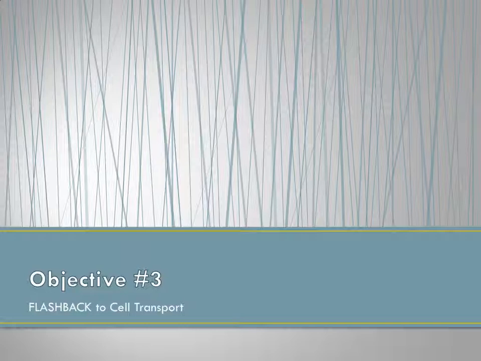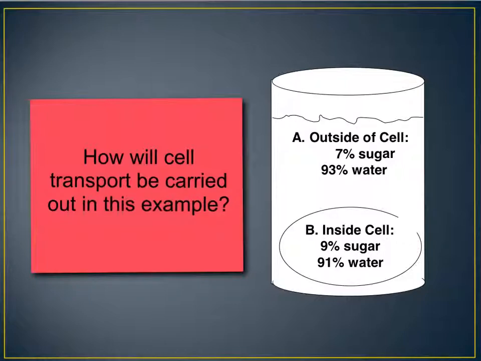Now let's consider objective number 3, which is a flashback to cell transport. How will cell transport be carried out in this example? Well, that depends on the concentration of the solute. In this case, the solute is sugar. Inside of the cell, there's 9% sugar. Outside of the cell, the concentration is only 7%. That makes the inside hypertonic, and the outside is hypotonic.